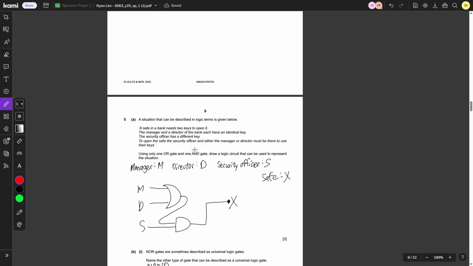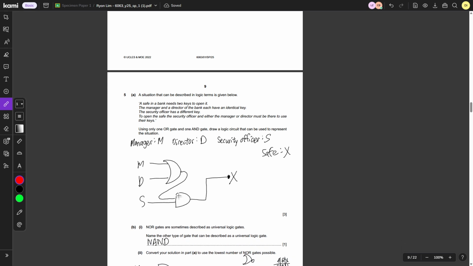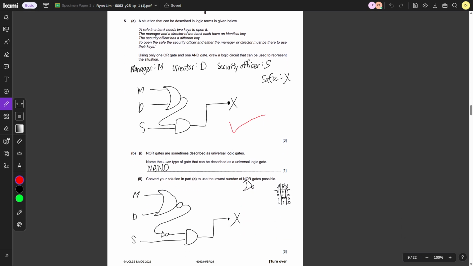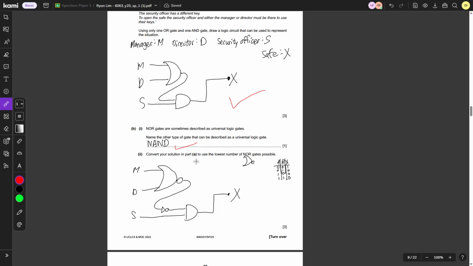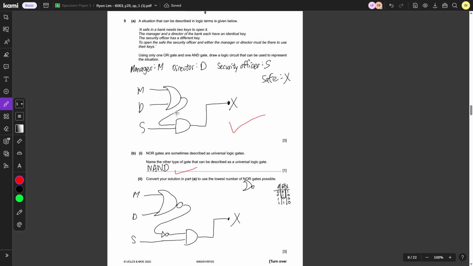A safe in a bank needs 2 keys to open it. The manager and the director of the bank each have a key. Security has a different key. To open the safe, the security officer must use his key. Either the manager or director can use their keys. Okay, so manager, director, security, yep, this is correct. NOR, NAND, yep. Convert your solution in A to use the lowest number of NOR gates possible.